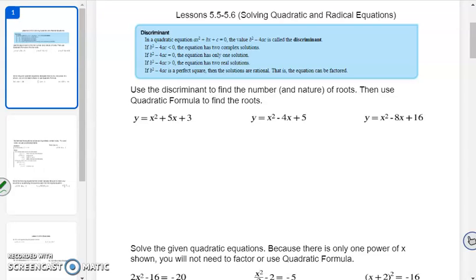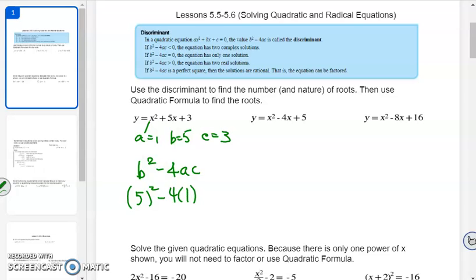All right, so in the first set of problems, you're supposed to decide how many solutions there are, whether those solutions are real or complex, using the discriminant. So A is 1, B is 5, C is 3 in the first problem. So B squared minus 4AC is our discriminant. So it is 5 squared minus 4 times 1 times 3. So 25 minus 12, and the answer is 13. So that means there are 2 real solutions.